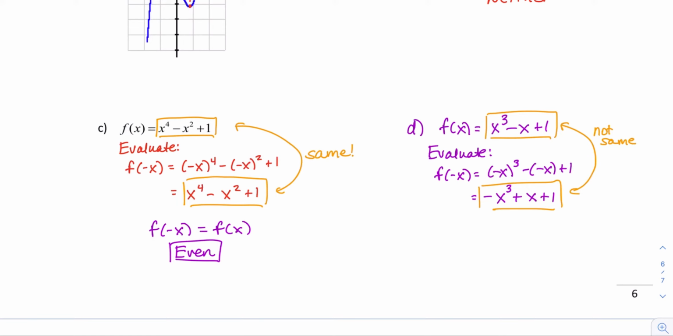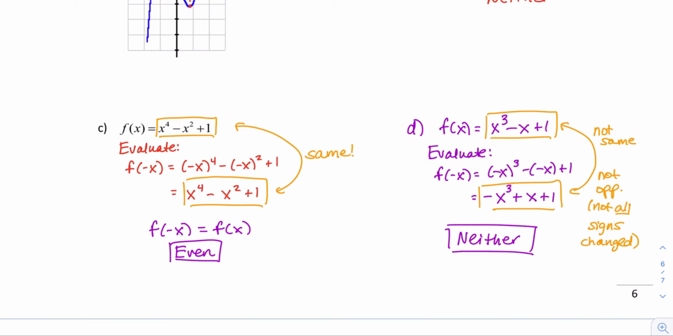In the first term, it went from positive to negative. That sign changed. The second term went from negative to positive. That sign changed. But the third term was +1, and now it's still +1. So this means they are not opposites because not all of the signs changed. We would need every single sign to change for them to be opposites. They're not the same, so it's not even. They're not opposites, so it's not odd. This one is neither even nor odd. It does not have any of the special symmetry either about the y-axis or about the origin.